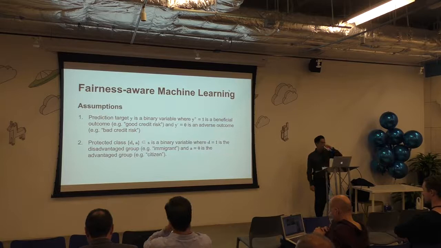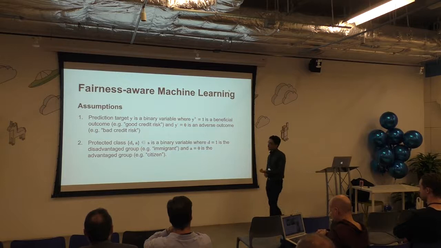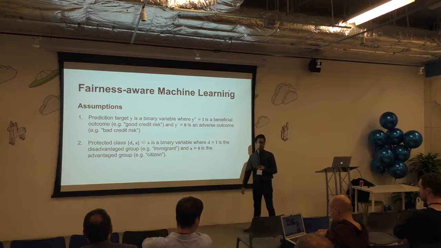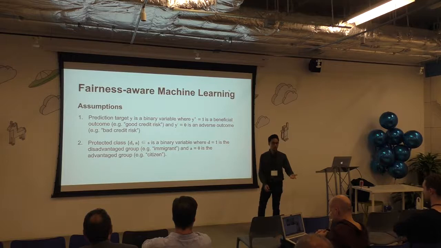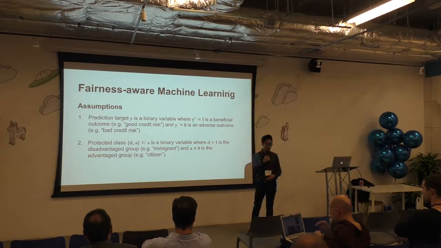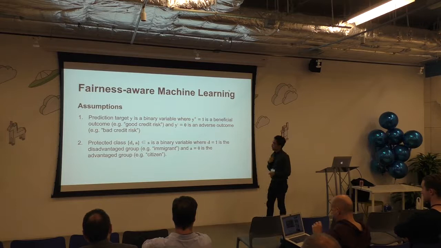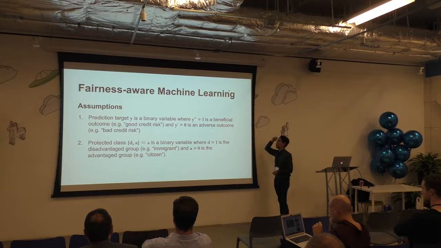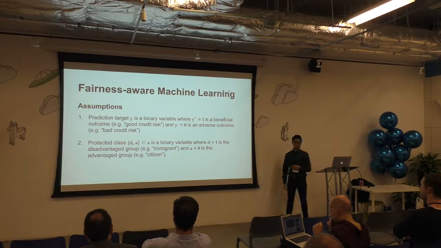Just some preliminary notation, defining some terms. These are the two key assumptions that I'm going to make in the context of this presentation, and also the assumptions made by ThemisML at this point. We're only doing binary classification tasks, because it's easy to reason about, where Y plus equals 1 is a beneficial outcome, like good credit risk, and Y minus equals 0 is an adverse outcome. So you're labeled as a bad credit risk.